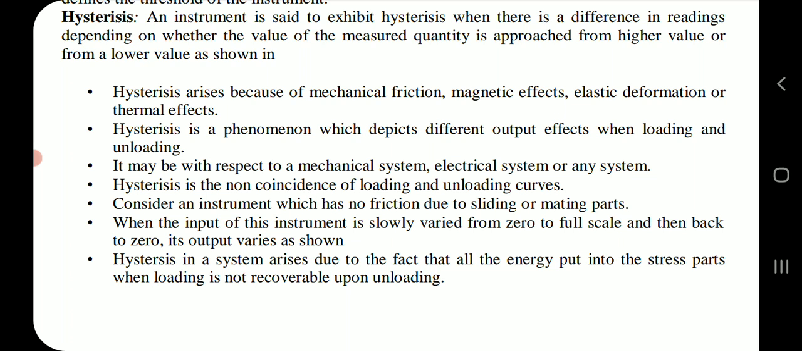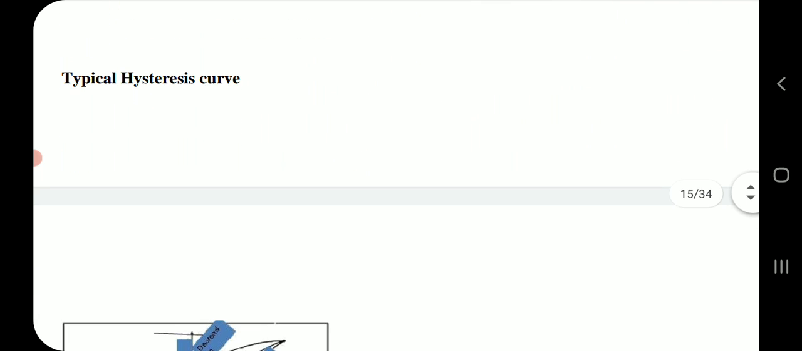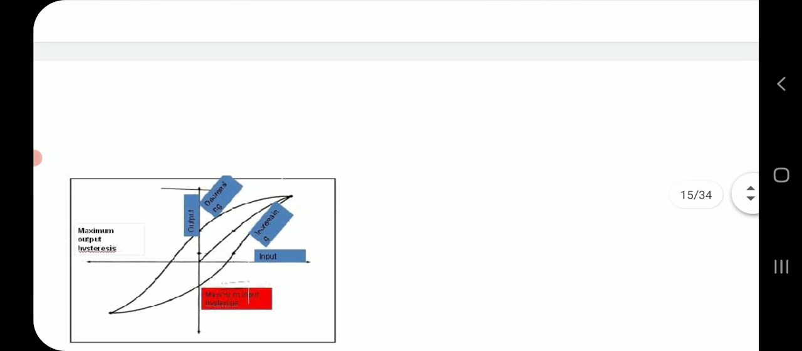Consider an instrument which has no friction due to sliding or mating parts. When the input of this instrument is slowly varied from 0 to full scale and then back to 0, its output varies. Hysteresis in a system arises due to the fact that all the energy put into the stressed parts when loading is not recoverable upon unloading. Typical hysteresis curve.